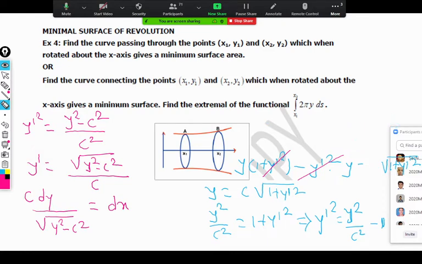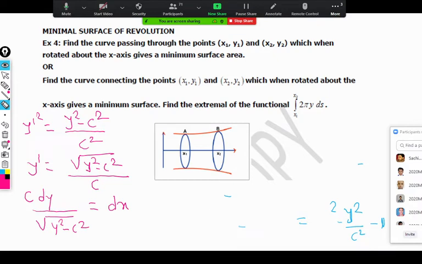Now hardly 2 steps left there. We get the curve for which this integral is a minimum. Any doubt? No, sir. So what is the integration of LHS now? What is the integration of 1 upon root of y square minus c square?